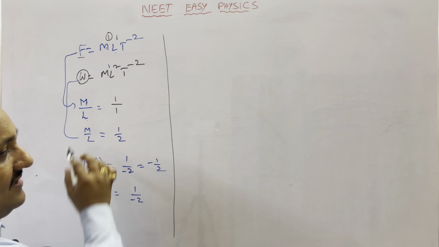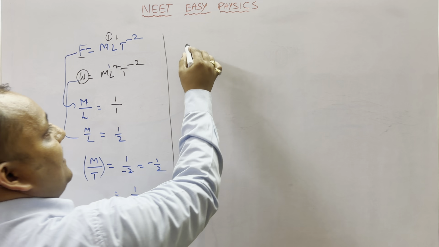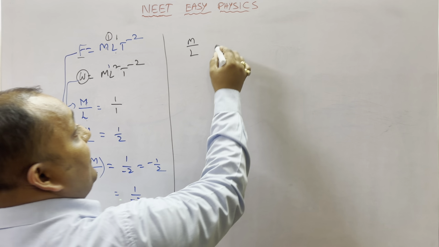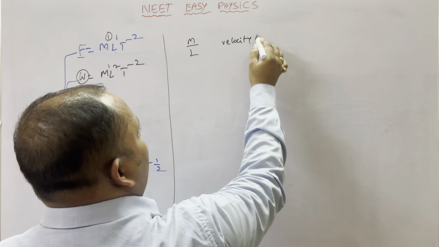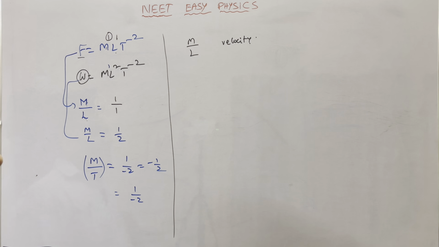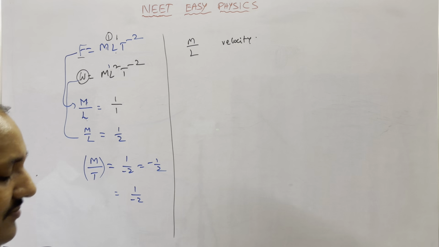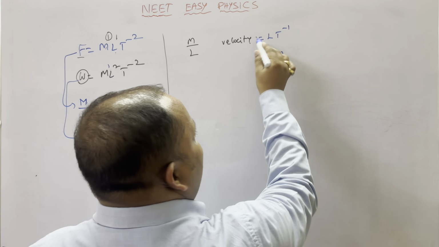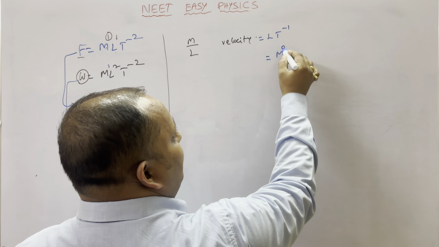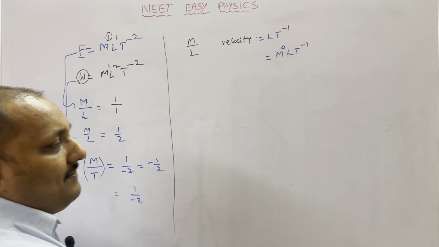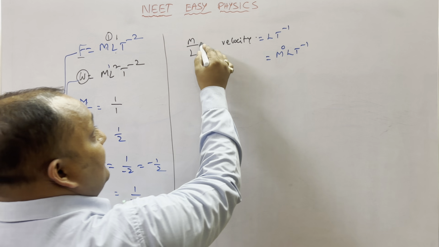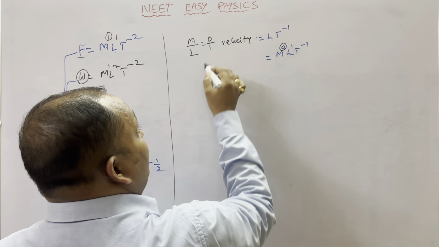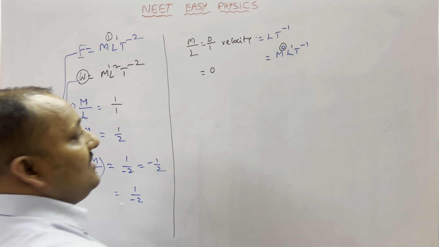Now I have done mass and length. Now the same question I am asking: ratio of dimension of mass and length for velocity. Whenever they ask velocity, you should come to know the velocity dimension formula. Velocity dimension formula is L T power minus 1. In this there is no M, which means M power 0, L T power minus 1. Now what is the dimension of mass? Dimension of mass is 0. 0 by dimension of length, which is 1. So 0 by anything is going to become 0.